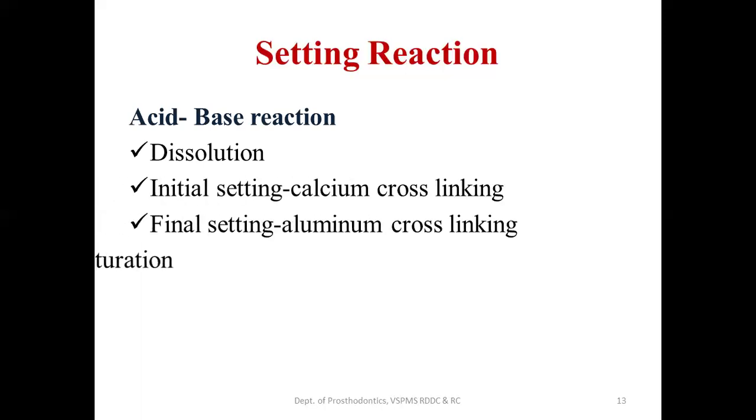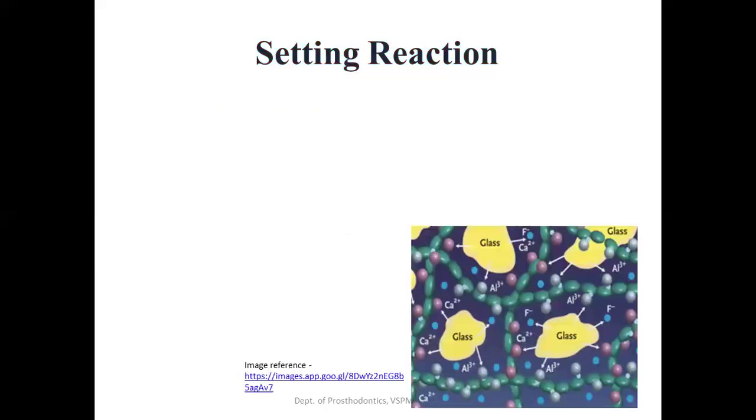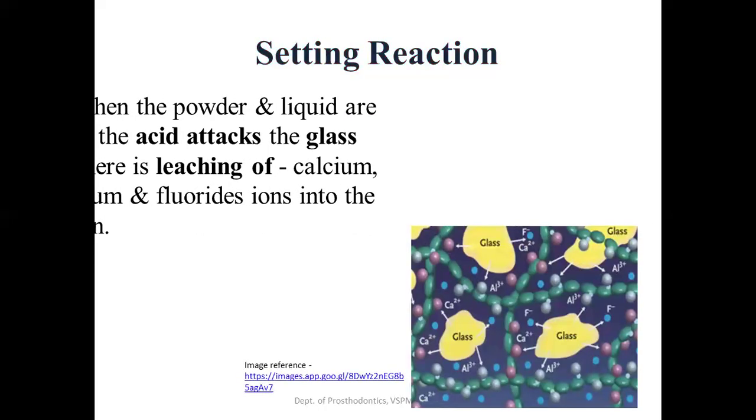Many times a long answer question has come in the MHS examination on the setting reaction of glass ionomer cement. So yes, this is an acid-base reaction type of cement, and you will see the reaction in 4 different steps. That is dissolution, initial setting, that is calcium cross-linking, then final setting, that is aluminum cross-linking, and maturation. Now first is the dissolution.